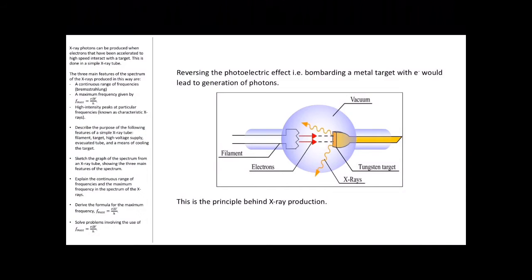In stage 2 physics, you'll need to be able to describe the purpose of the following features of a simple X-ray tube: the filament, target, high voltage supply, evacuated tube, and a means of cooling the target. You'll also need to be able to sketch the graph of the spectrum from an X-ray tube, showing the three main features of the spectrum.